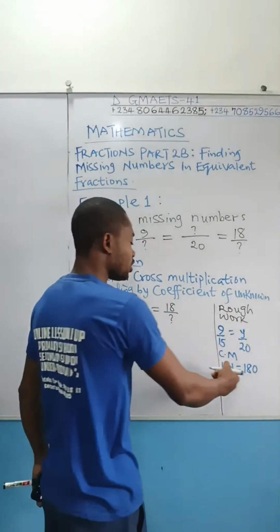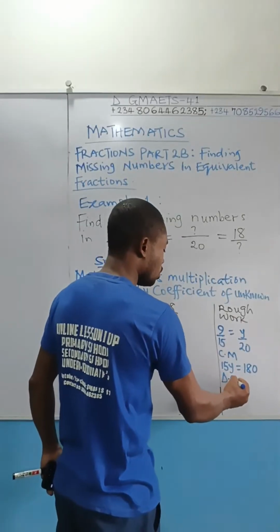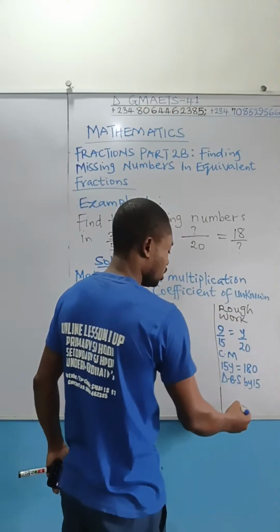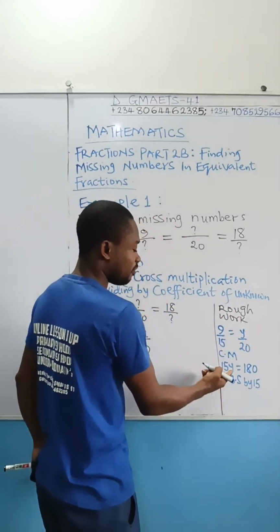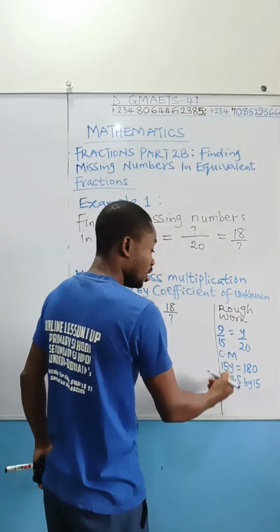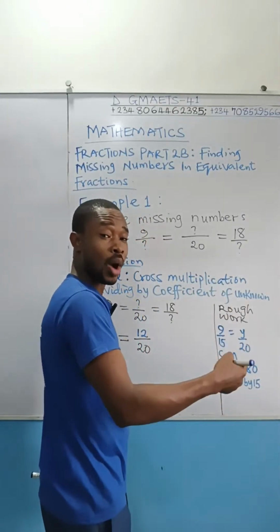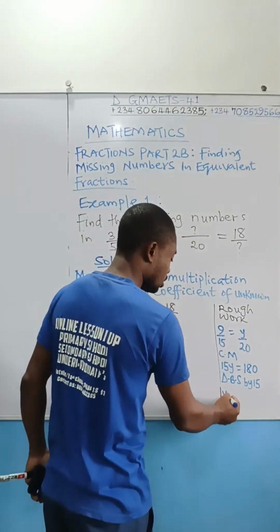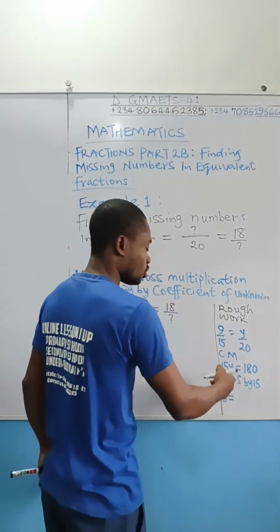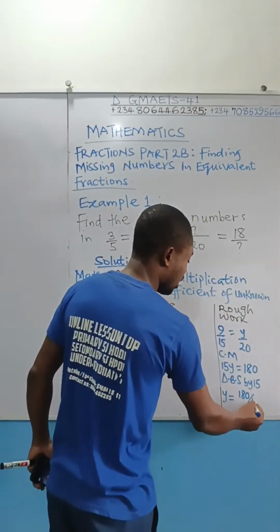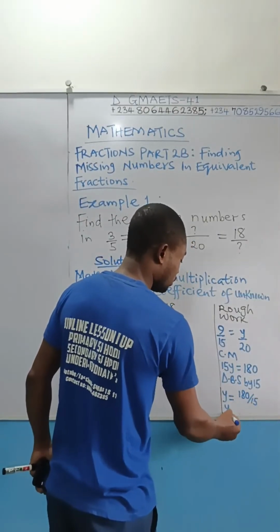Divide both sides by the coefficient of the unknown, which is 15. So if you divide the left-hand side, 15y by 15, the 15 will divide through to give you 1. 1 times y will give you y. Simply say the 15 will cancel. So you get y remaining, equal to 180 divided by 15.